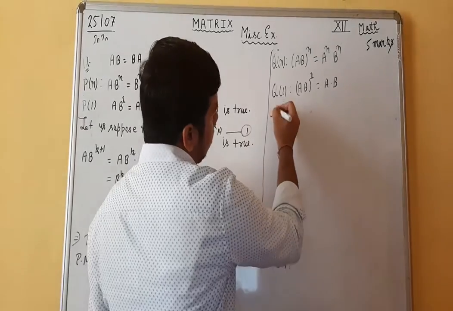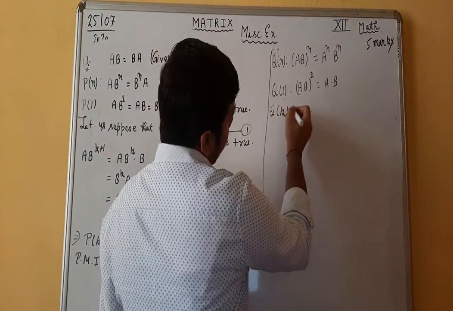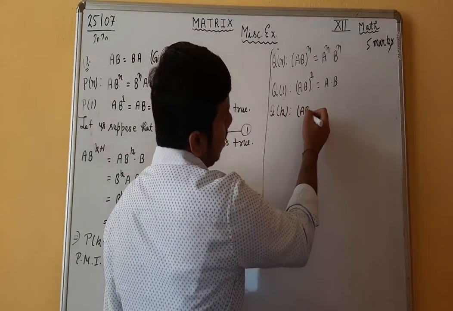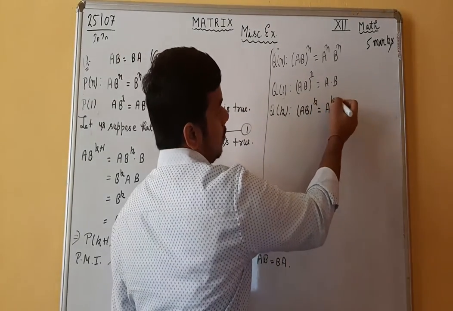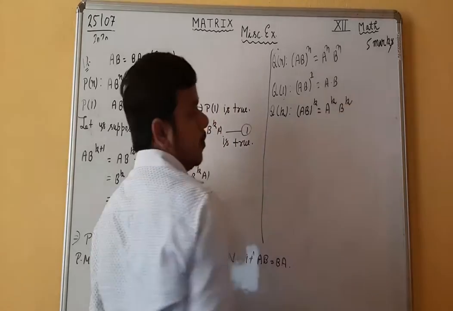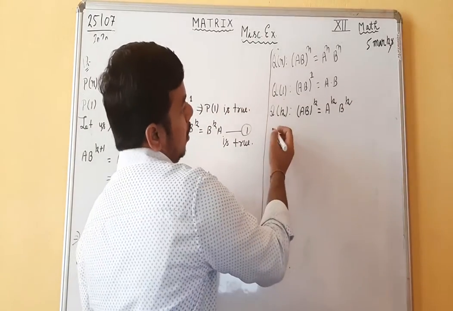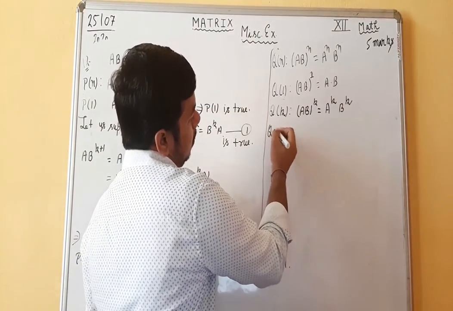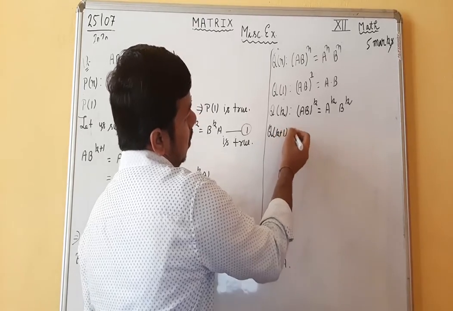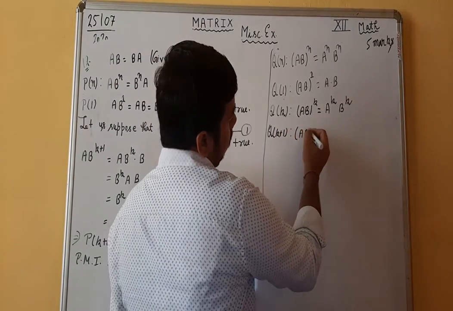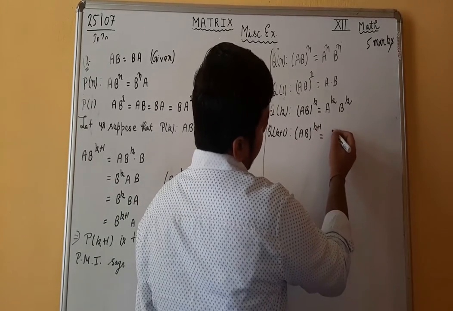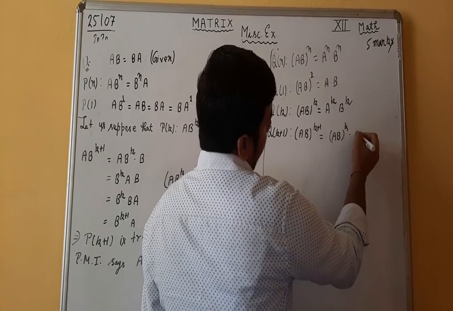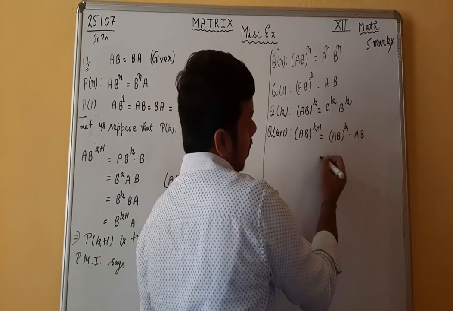Now let us suppose that the result is true for n is equal to k, meaning (AB) raised to the power k is equal to A raised to the power k, B raised to the power k. Right? Now let us see whether the result is true for k plus 1 or not. (AB) raised to the power k plus 1 is equal to (AB) raised to the power k into AB. You had k plus 1 power, and you have broken it.